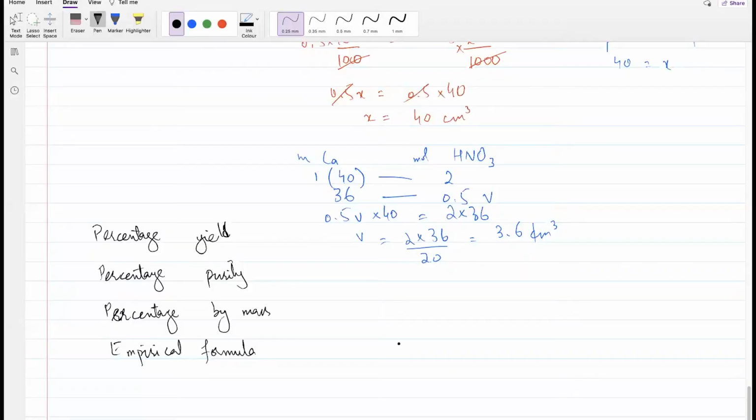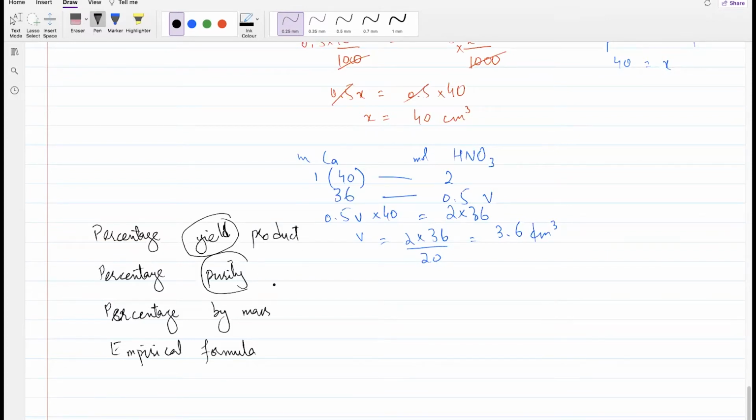So these four things, basically the role of percentage here. Percentage allows us to compare things, to put them in perspective that we have 100 parts of something. So it allows us to compare. Now percentage yield is related to product.